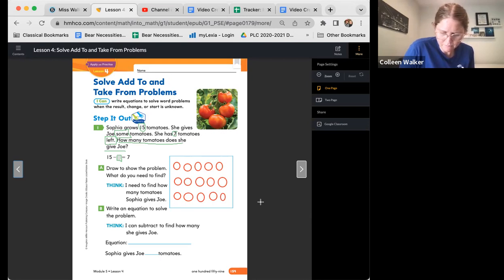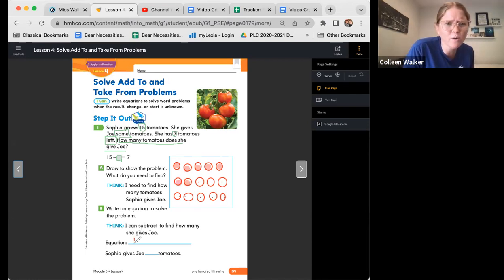Now, I think we should color them. Yeah, let's color them to show how many she has left. So it says she has 7 left. So let's go ahead and color 7 of them. Can you count with me? 1, 2, 3, 4, 5, 6, 7. And then how many tomatoes does she have left? Let's count. 1, 2, 3, 4, 5, 6, 7, 8. She has how many left? 8. That's right. So we need to write an equation.